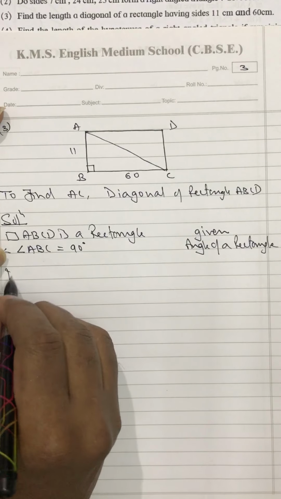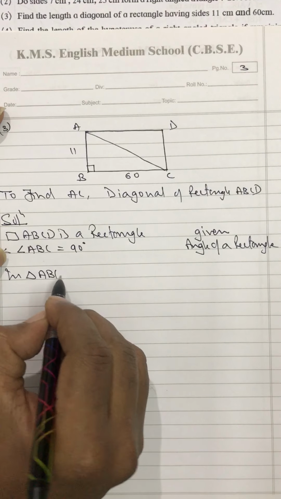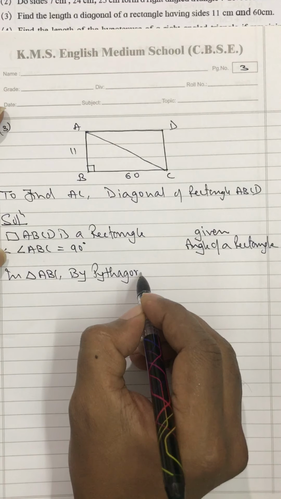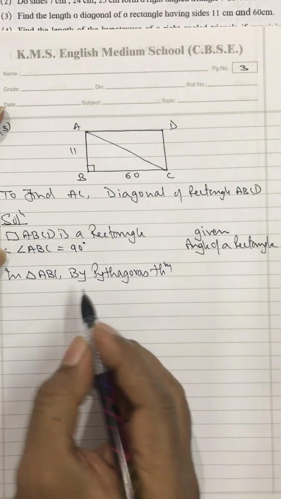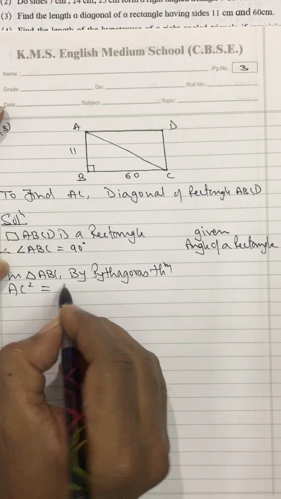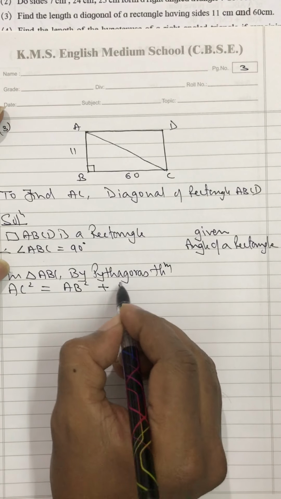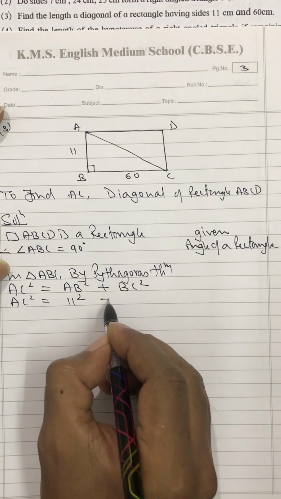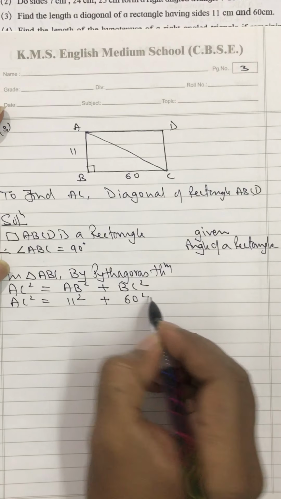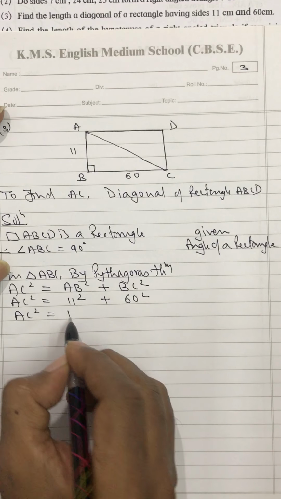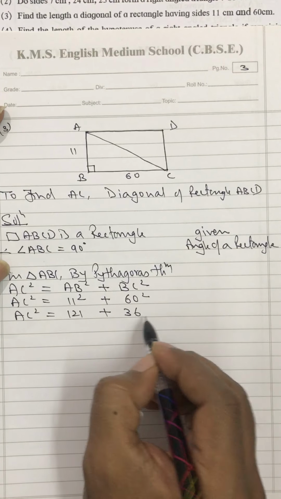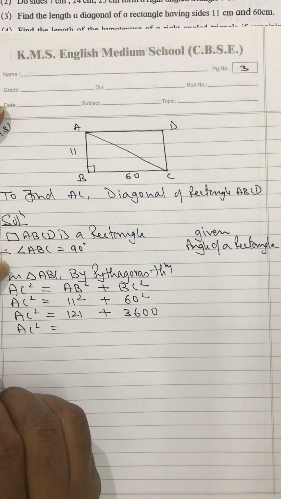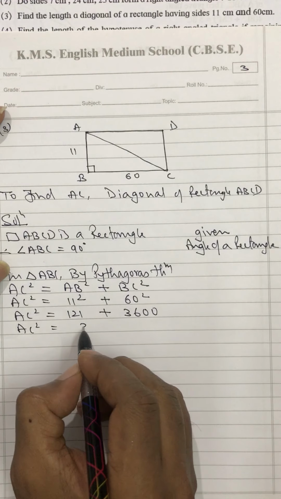in triangle ABC. In triangle ABC, by Pythagoras theorem, you will get AC square is equal to AB square plus BC square. So AC square you have to find. AB is 11 square, BC is 60 square, 121, 6 6s are 36, and then double zeros. So this will give you AC square is equal to 3721.